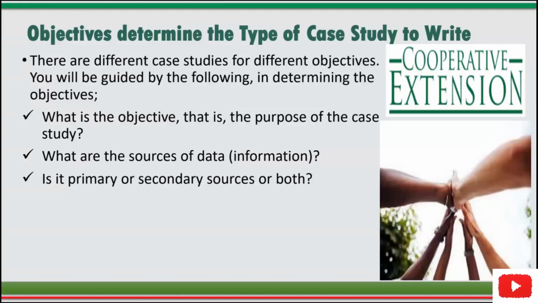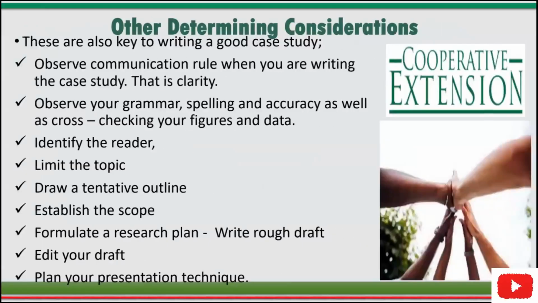Now let's see other objectives or other variables to consider that help you in determining or considering a case study. These are also key to writing a good case study. One, observe communication rules when you are writing the case study. That is clarity in your communication, the language you use in your communication. Number two, observe your grammar, spelling, and accuracy, as well as cross-checking your figures and data.